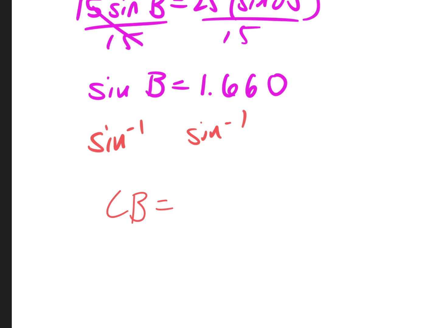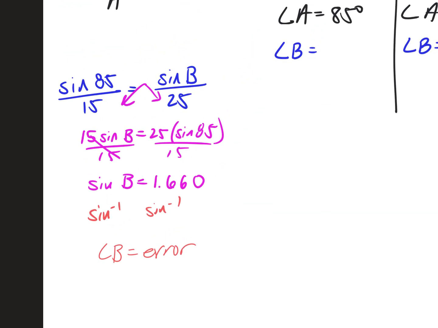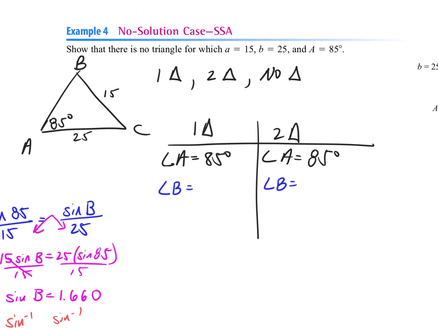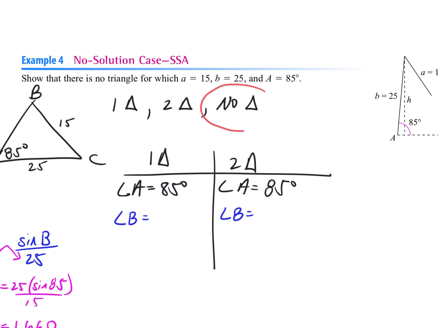What do you guys get in your calculator? You don't have to keep doing it. What do you keep getting in your calculator? No, it's not working. An error. Why isn't it working? What's it saying? It's saying error. Some of yours are saying domain error. What does that mean? There is no triangle.